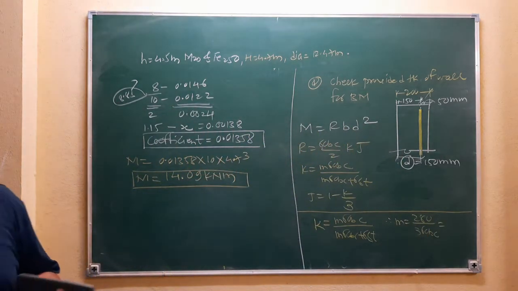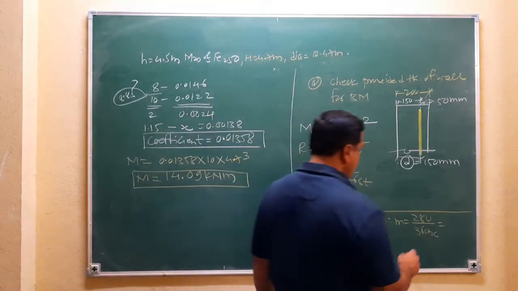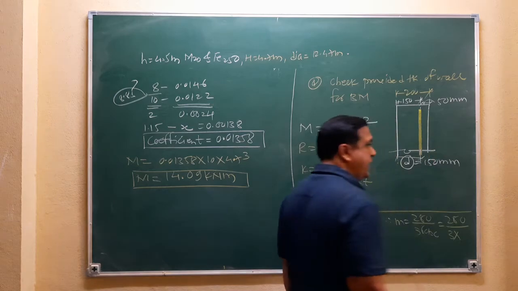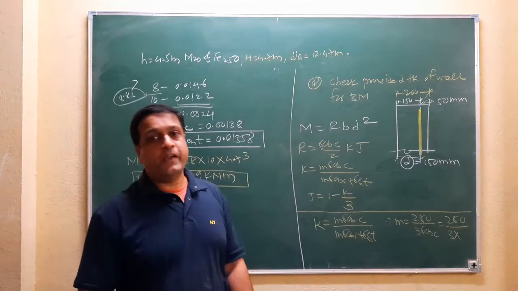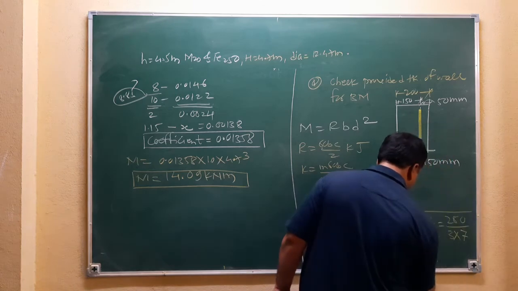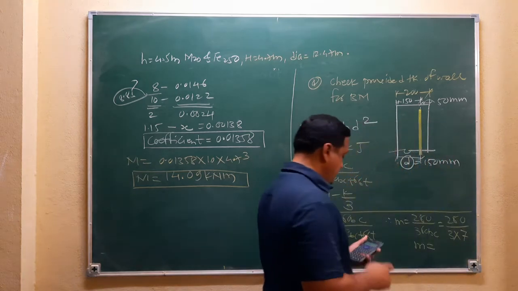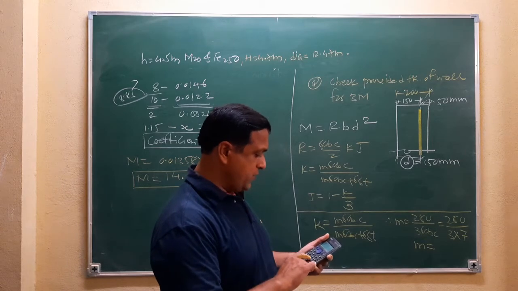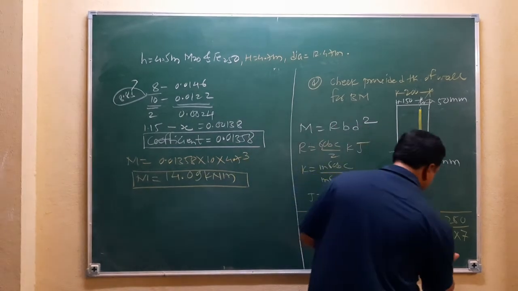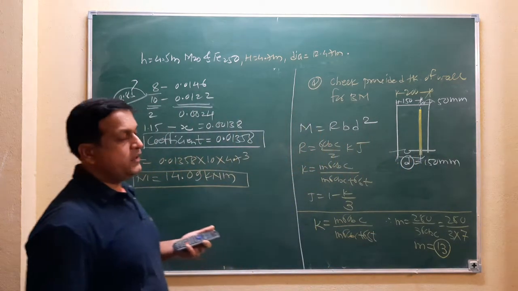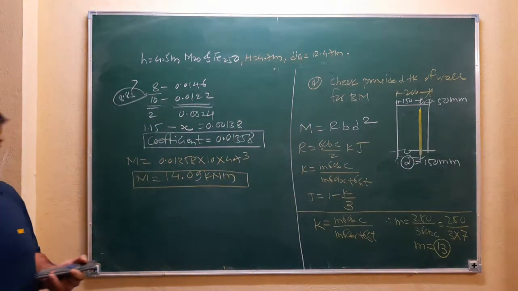So what is the value of sigma CBC for M20 grade concrete? As per IS 456 page number 81, the M20 grade concrete has a sigma CBC value of 7. So 280 divided by 3 into 7, the value is 13.33. You have to put 13. So modular ratio is 13.